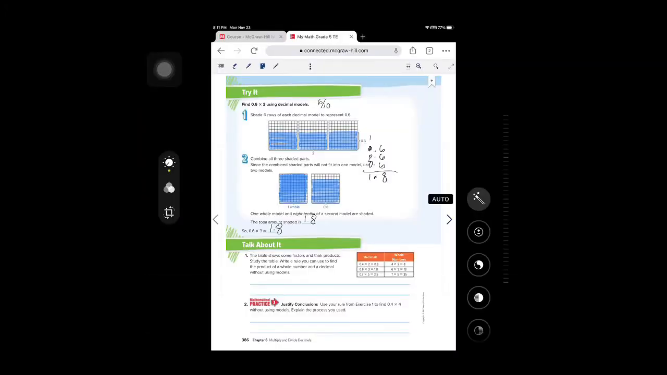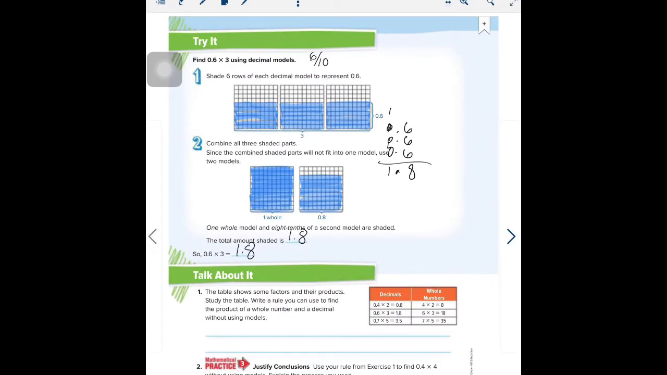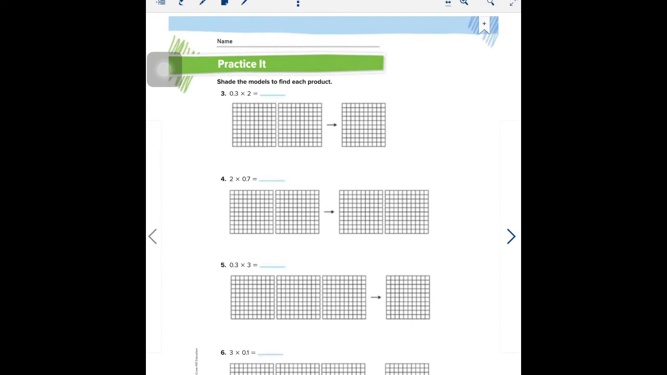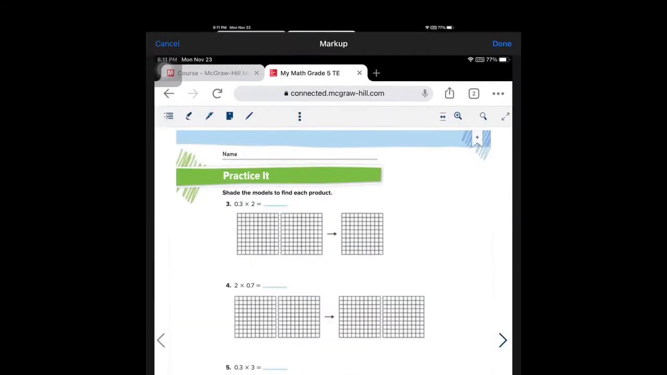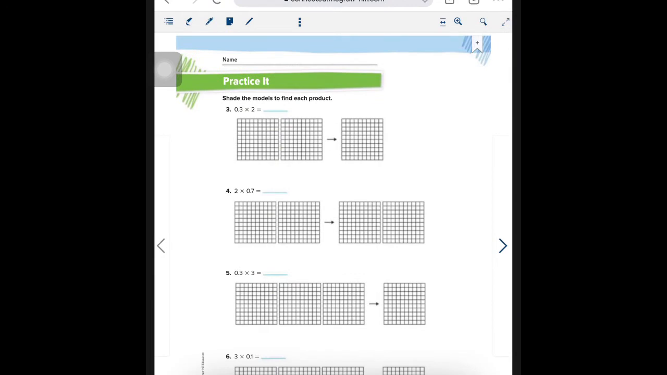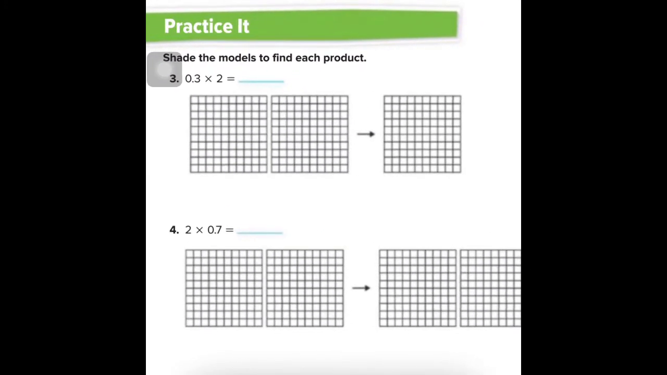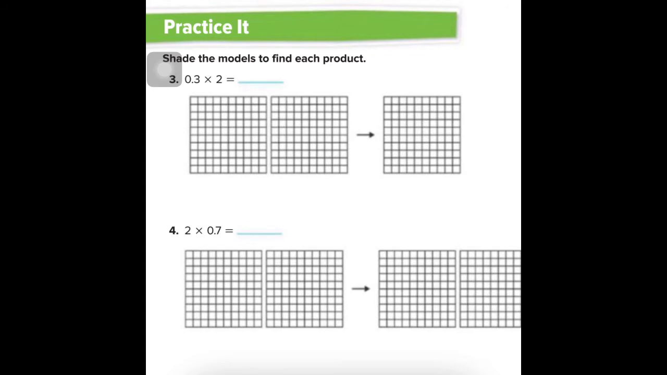All right, we're going to skip to the next page. We're not going to do 1 and 2. We're going to just do the fun part where we are shading in. So let's practice it. Shade the models to find the product. So in each of these, we're going to shade 3/10 or 3 10 bars.